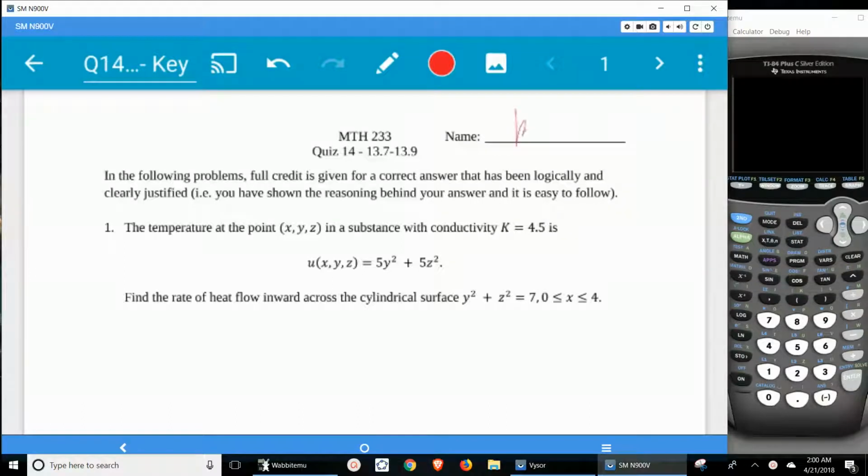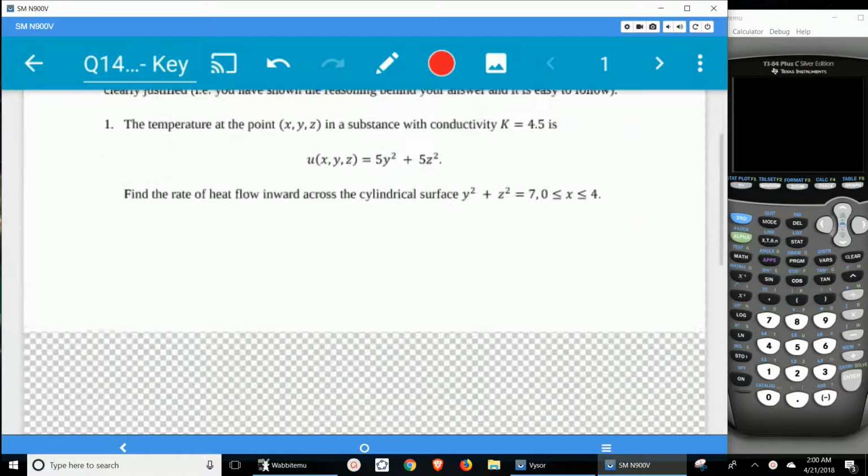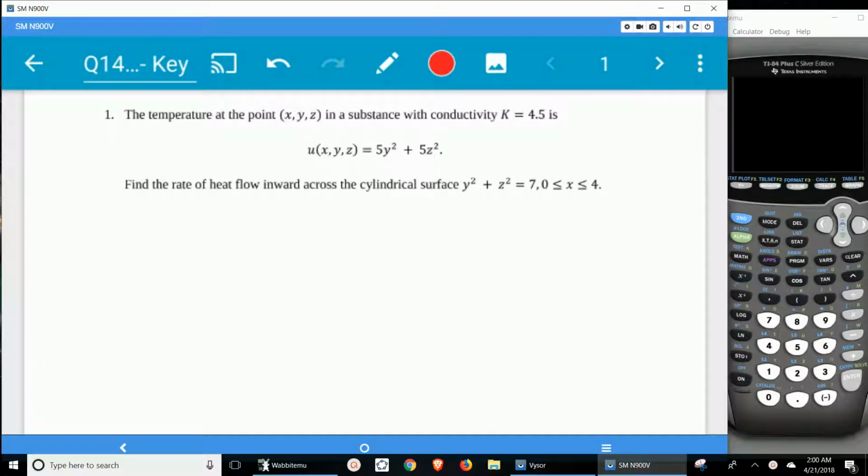Okay, y'all, this is the key to quiz 14. Alright, so for these heat flow problems, you get to use this formula. So we need to know, well, K is given, but we need to get the gradient of U. That's relatively straightforward. The derivative with respect to x is 0, with respect to y is 10y, and with respect to z is 10z.